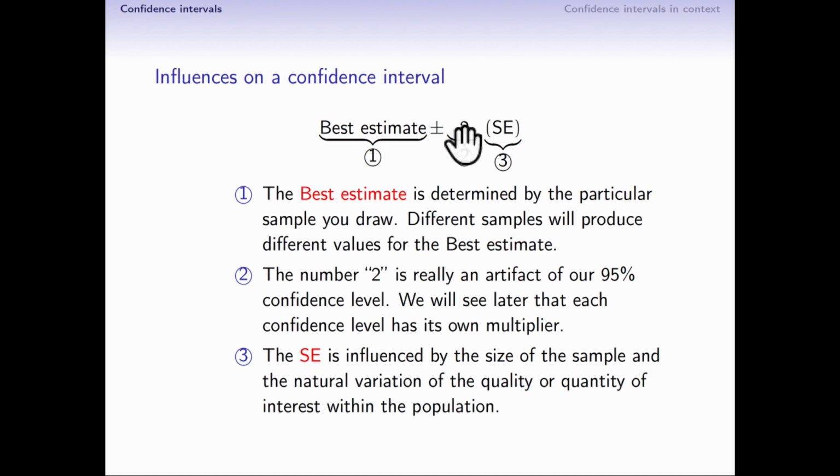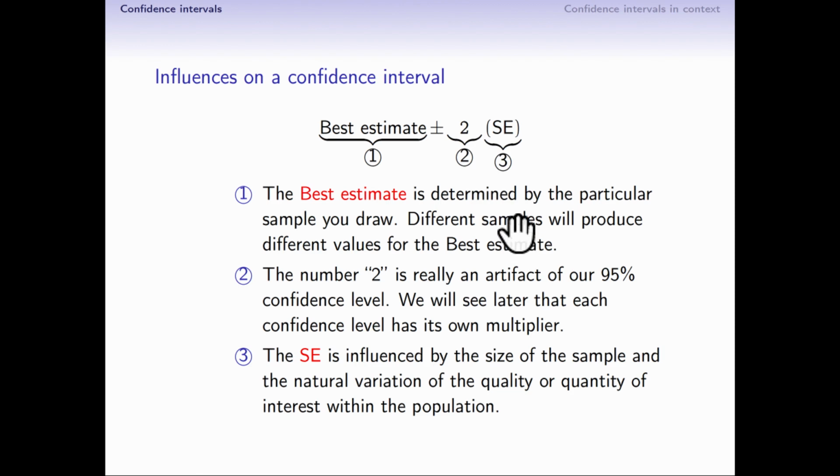Now, let's look at this number 2. The number 2 is really an artifact of our 95% confidence level. We will see later that each confidence level has its own unique multiplier. So this number 2 that sits in front of the SE is going to be changeable. As we change our confidence level, that multiplier will change accordingly.